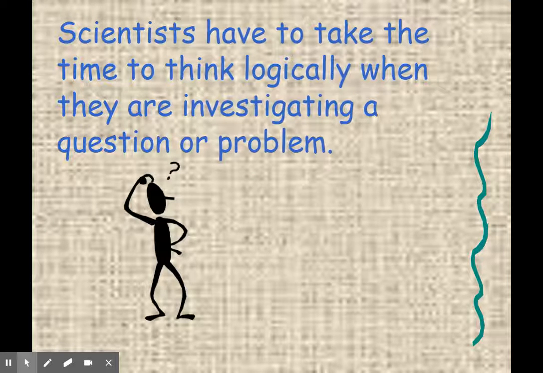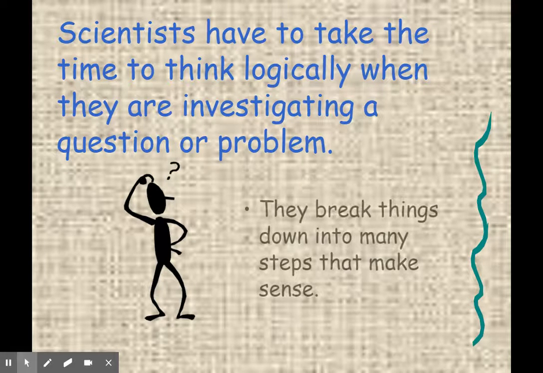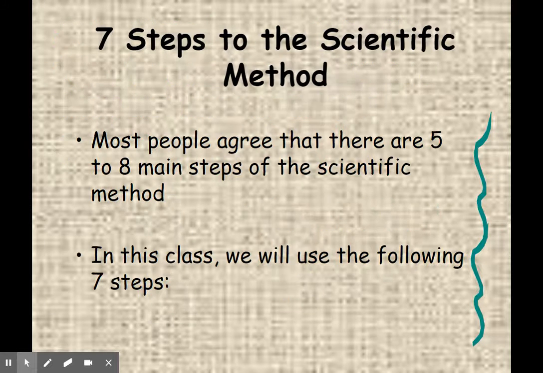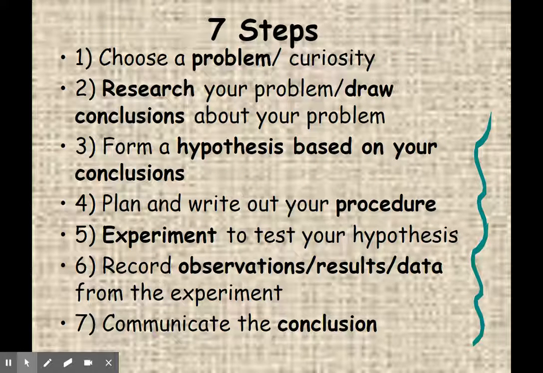Now, scientists have to take the time to think logically when they're investigating a question or a problem. So they break things down into many steps that make sense. We're going to go with 7 steps to the scientific method in our class. Most people agree that there are 5 to 8 main steps of the scientific method. Here's the 7 we're going to use.